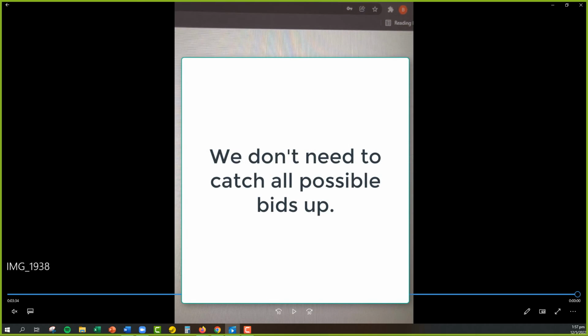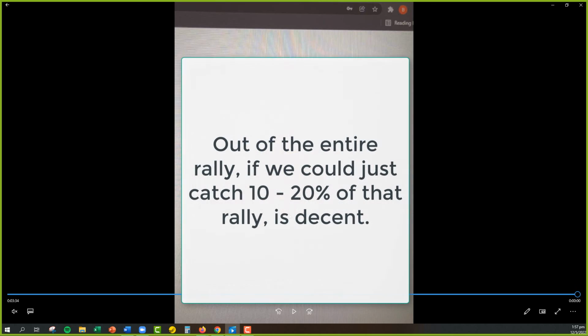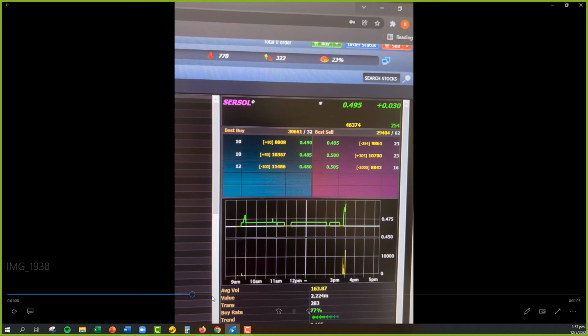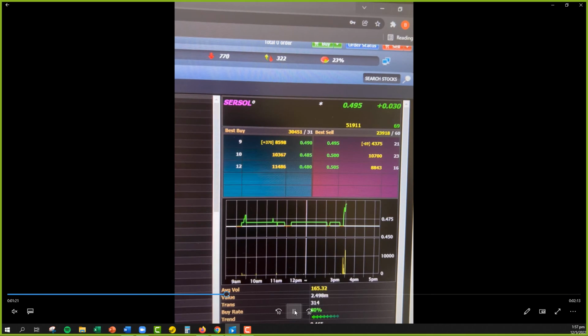We day traders don't need to catch 100% of all the movements. Out of, let's say, the full 100% of the movement, catching 10% of that is enough. Now, for example, we went in with 500 lots at 49.5 cents, at 121. That is where we entered this share. If you entered at 500 lots with 2 to 3 bits of profit, that gives you 500 to 750 ringgit in profits in just 2 minutes' time.